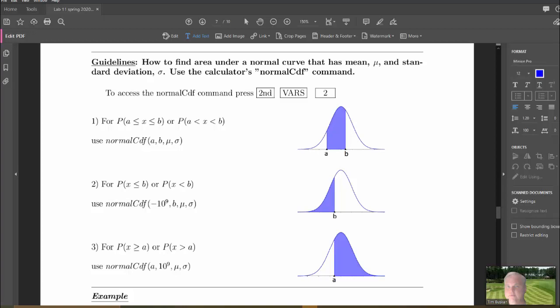Whenever you do this, or you're asked for a probability, there are 3 different cases that you're going to get. Let's talk about the 3 cases now, and I'll give you an example of how to deal with each.